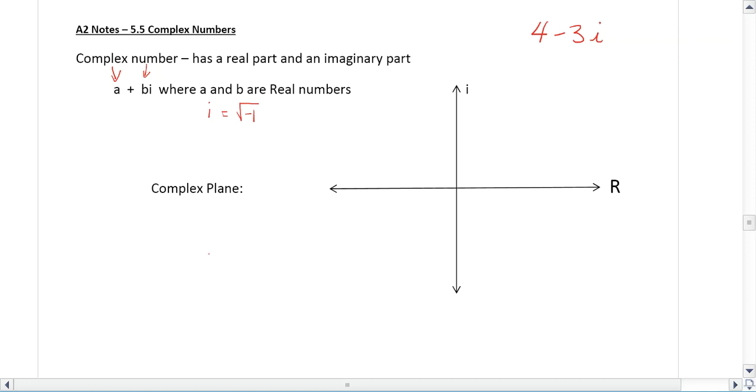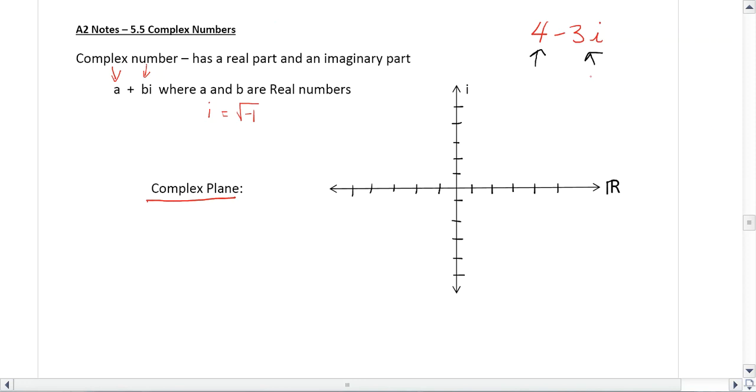And these are graphed on a different plane other than the xy plane. They're graphed on the complex plane. And this R really should be written as that fancy R with the double line that stands for the real numbers. This horizontal axis is for the real part of the number, and this vertical axis, this i, is for the imaginary part of the number. So let's do some graphing here with some of these.